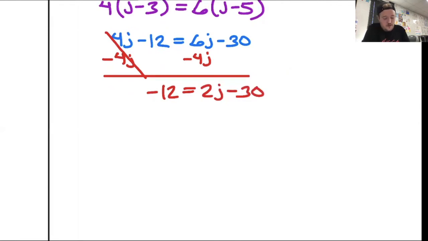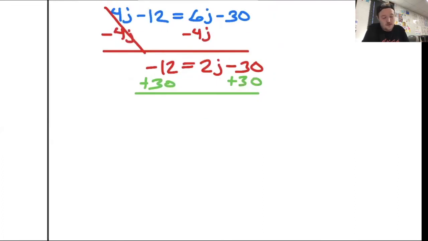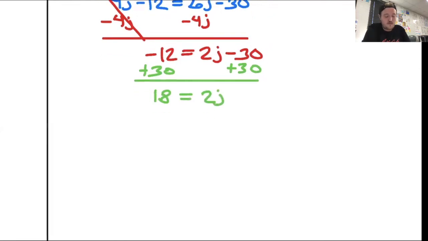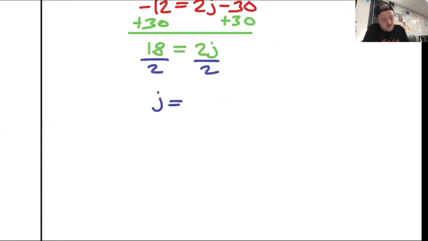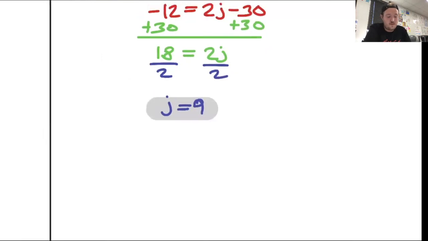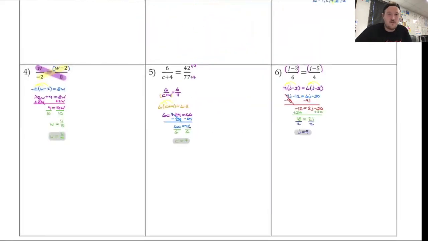Now I'm trying to get j by itself. So I need to get rid of this negative 30. So I'm going to add it on both sides. So negative 12 plus 30 gives you a positive 18 equals 2j. So divide by 2. So you're going to get j equals 9. Boom. Hopefully you didn't cry too much. Everything's fine.